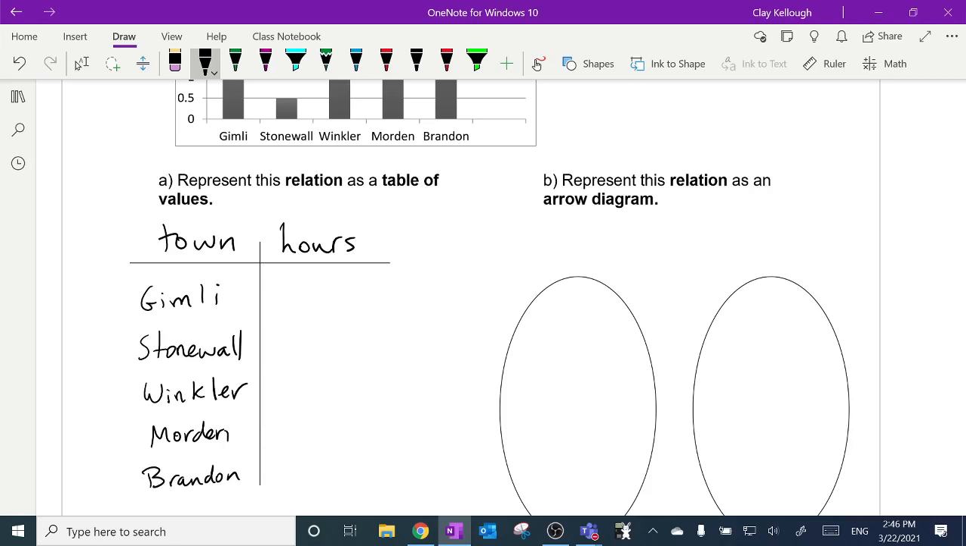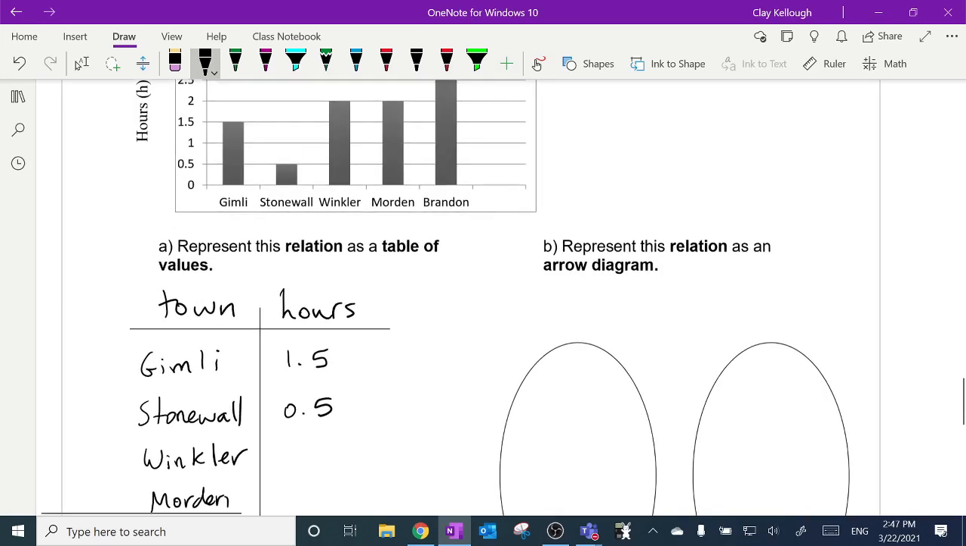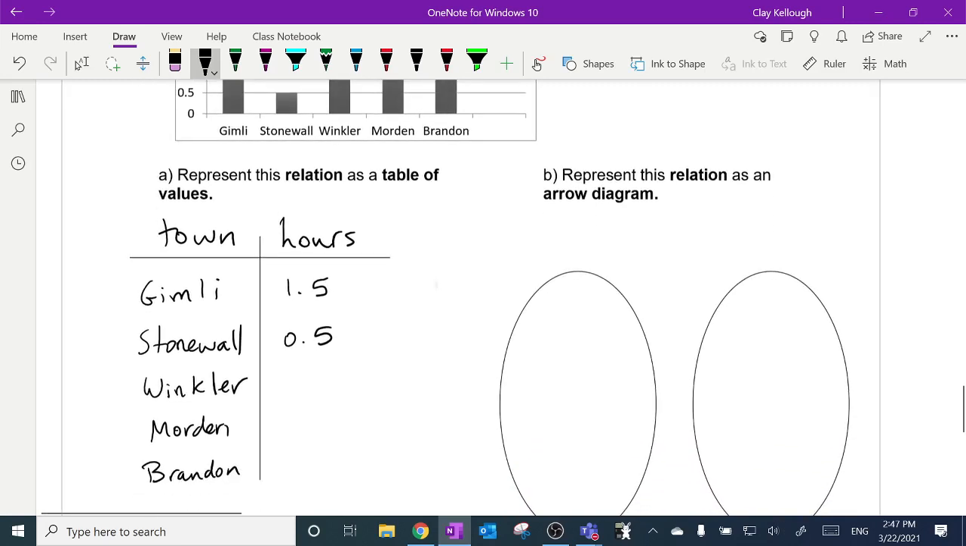The Winkler people hate Ford. Oh, they get along just fine. Gimli is 1.5. Stonewall is 0.5. So let's see. Let me make sure I'm reading these right. See, Winkler and Morden are basically the same. So 2 and 2. And Brandon is 3.